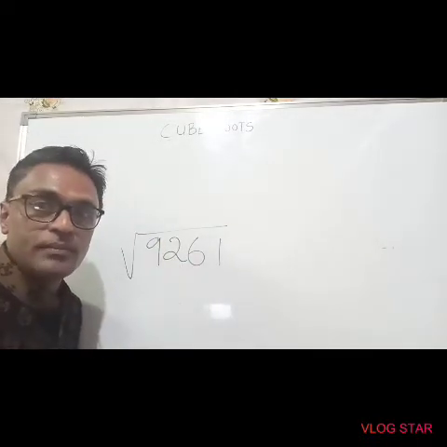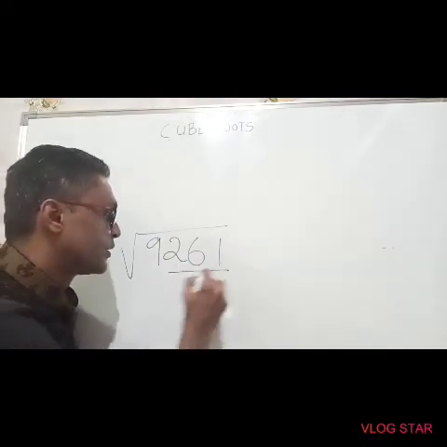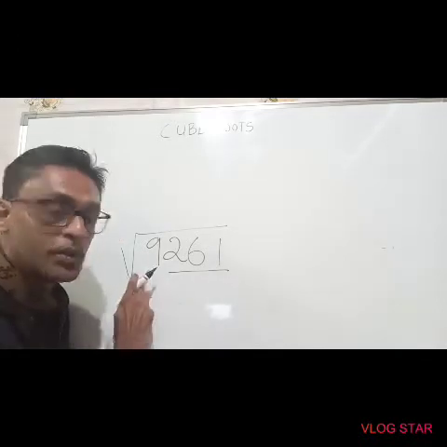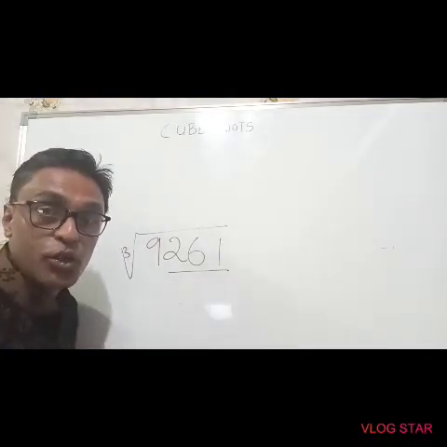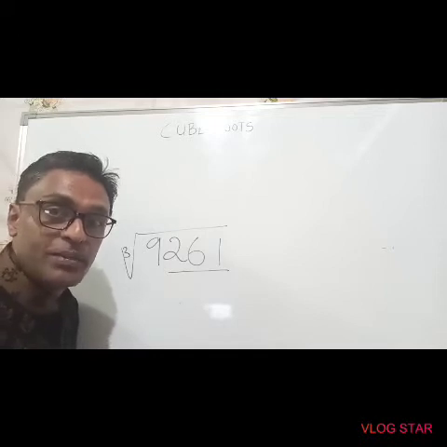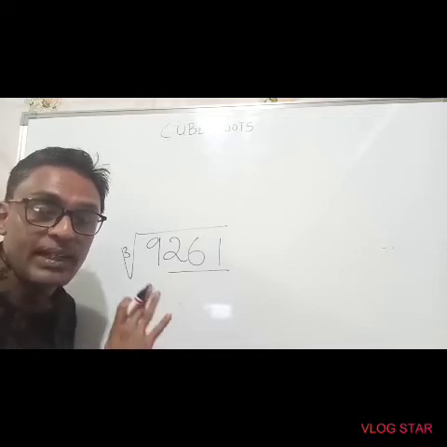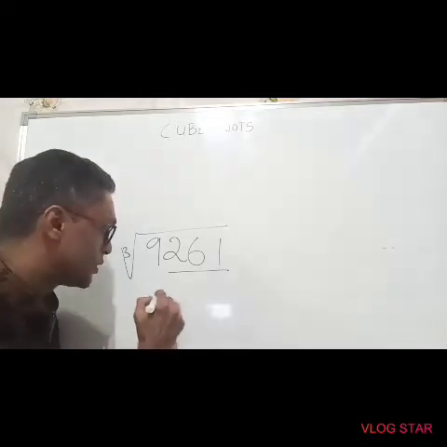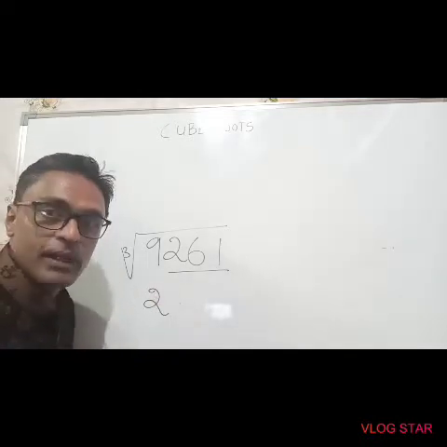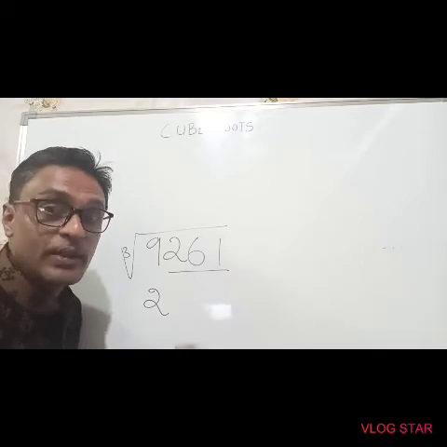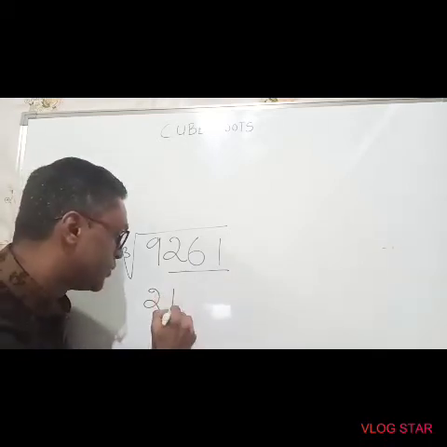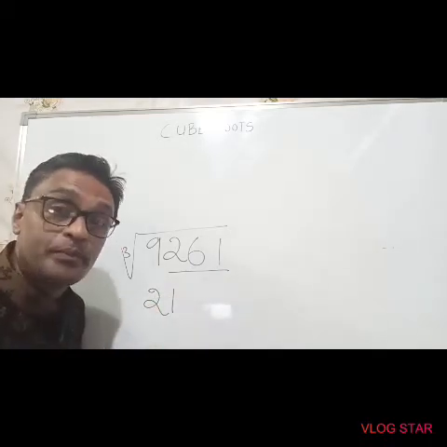9,261. 261 is one group and 9 is one group. 9 comes between 2 cube and 3 cube. 2 cube is 8, 3 cube is 27. So 9 comes between 8 and 27. The answer starts with 2. Fine. Take the last number, 1. 1 cube is 1. It ends with 1. So put 1 in front of 2. The answer is 21. Very easy.